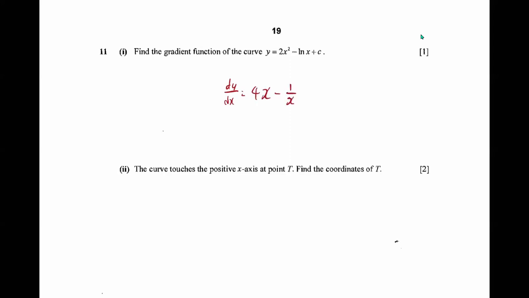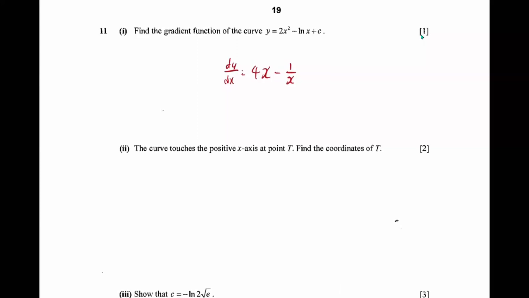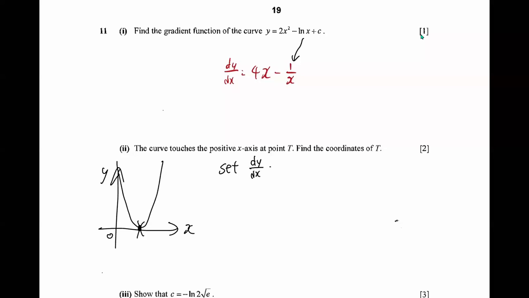Good. Then part 2: the curve touches the positive x-axis at point T. Find the coordinates of T. That just means the graph will be tangent to the x-axis. Lucky for you, after you differentiate ln, you end up with 1 over x. So if you want to find the turning point, what do you have to set? dy by dx equals 0. Here, you don't need the table. Just set it equal to 0, then solve.